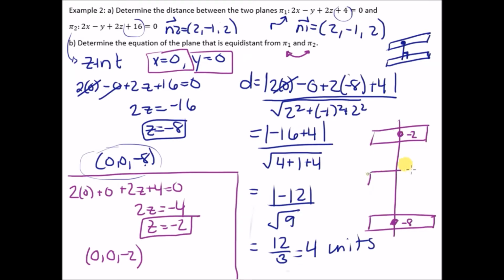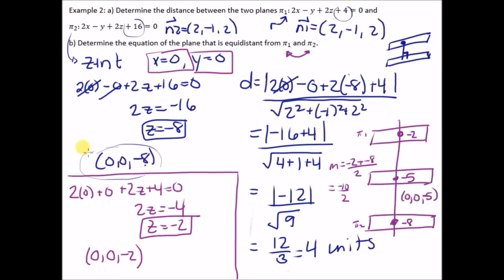So if we really think about this, the plane is going to be equidistant from pi 1 or plane 1 and pi 2 or plane 2, right in the middle. So we can just go ahead and find the midpoint between negative 2 and negative 8. So all we want to do is add them together and divide them by 2. I get negative 5. Okay, so we know that our plane is going to go through the point 0, 0, negative 5. So let's use that information.